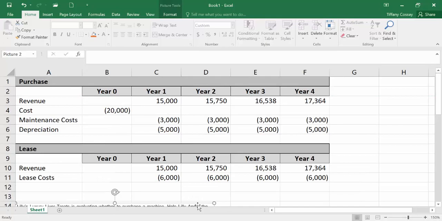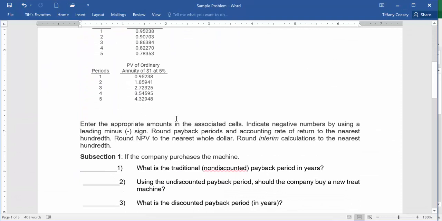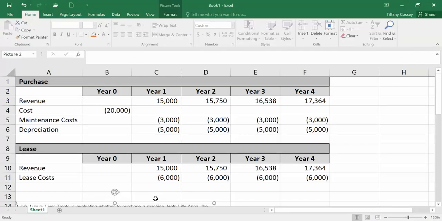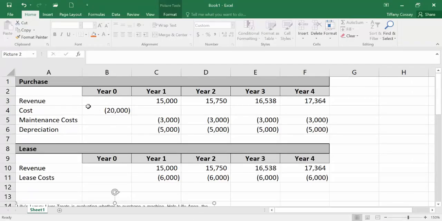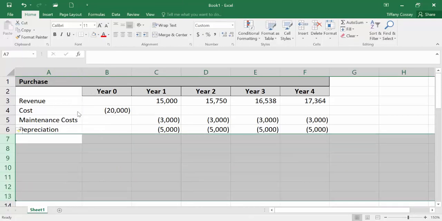Then we go back over to the problem, and we're going to see what it asks for. The first item asks for, what is the traditional non-discounted payback period in years? In order to get to the payback period, we have to know what the cash flows are. And this asks for it if we purchase the machine, because this is subsection 1. So if the company purchases the machine, what is the traditional payback period in years? Okay, so we're going to go up here to the purchase, and I'm going to just drop the lease information down.